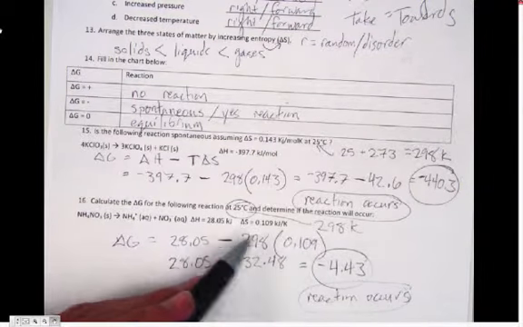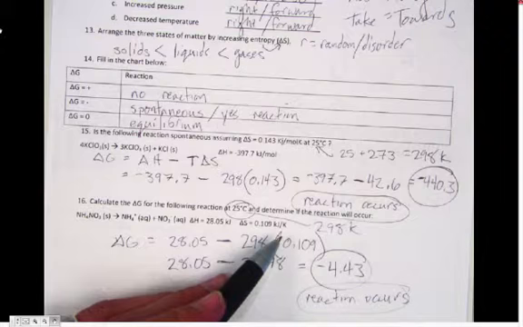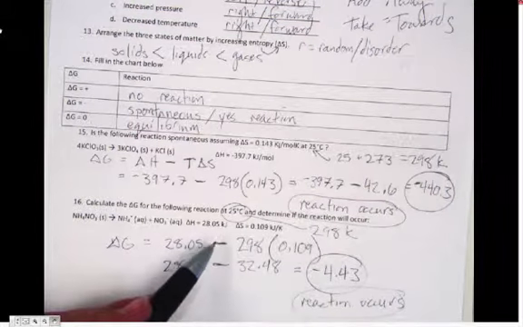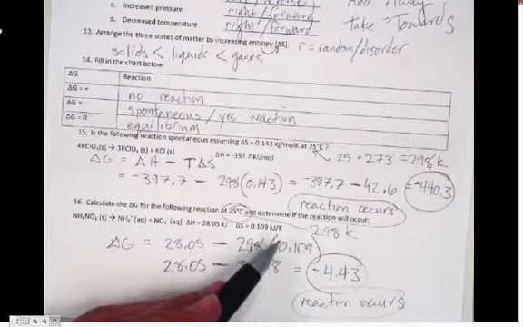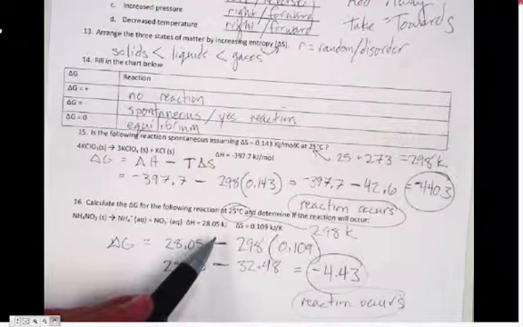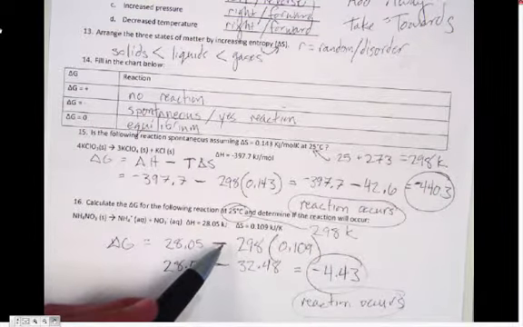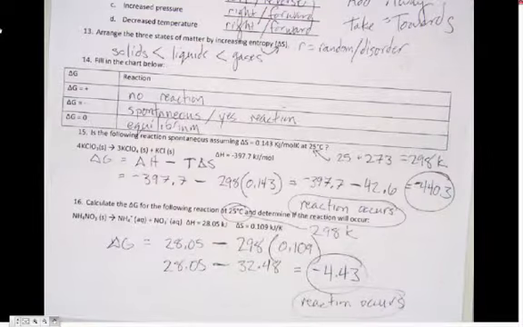And remember, if this had been a negative delta S, this negative would have changed this to a plus. The negative would have gone away, and this would have become plus. And that would have changed everything, right? So make sure that you keep track of signs.